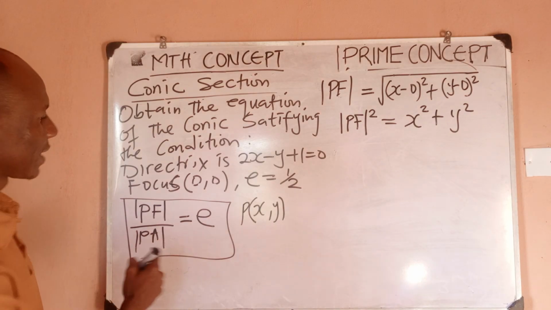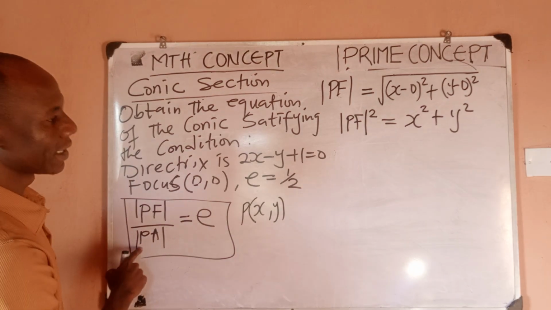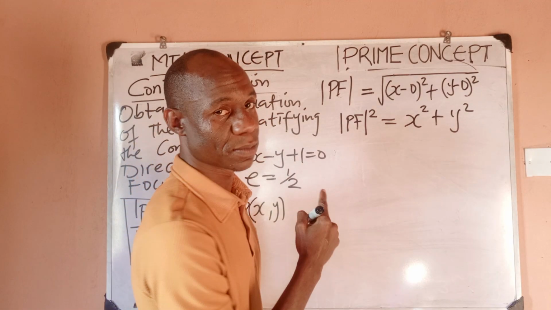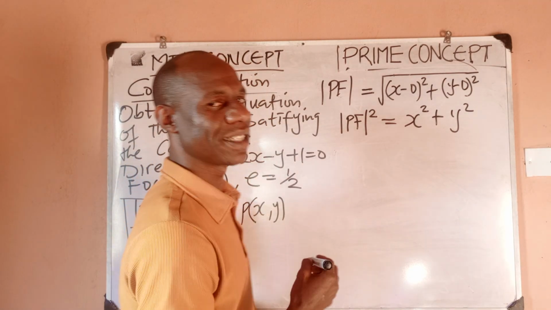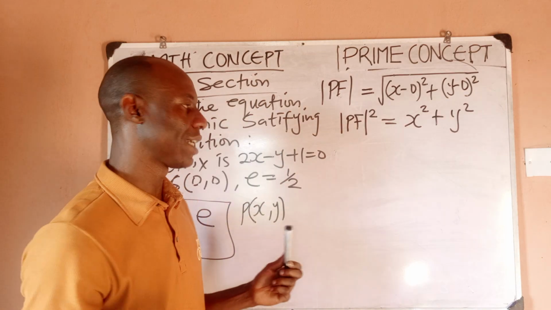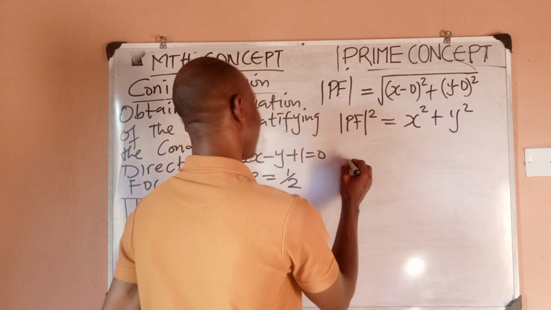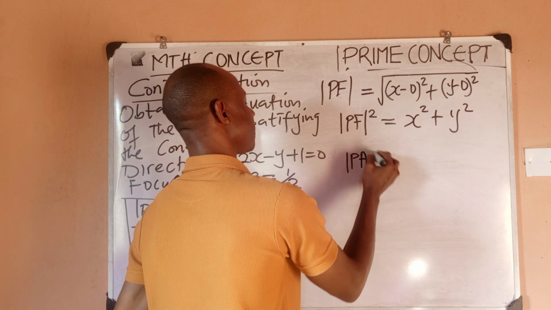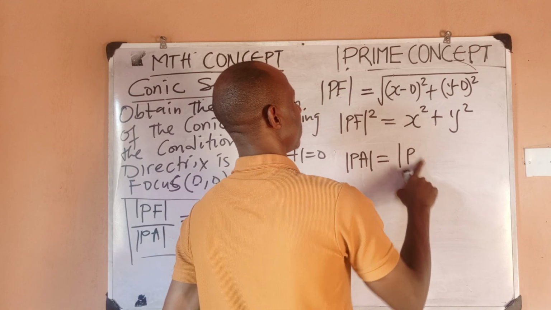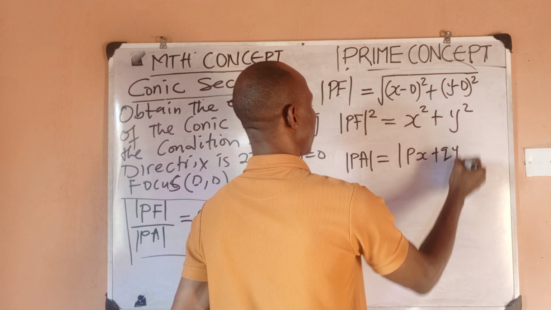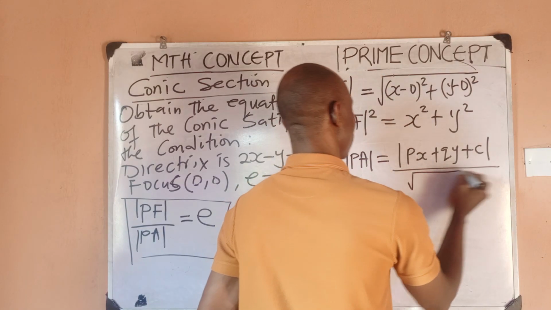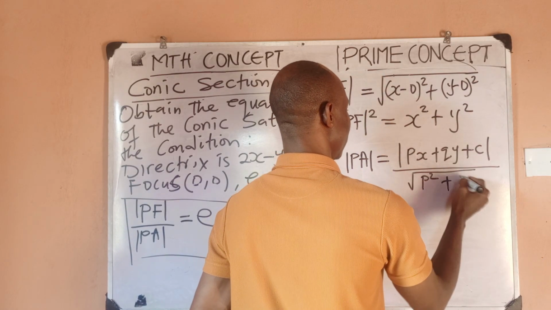Yes. Now the next thing, I want to get the distance PA. Remember, PA is actually a perpendicular distance from that point, right? So how do we get the perpendicular distance of a point from a line? We did that under straight line. So let me remind you. The perpendicular distance PA is going to be the absolute value of px plus qy plus c, if you remember, all divided by the square root of p squared plus q squared.